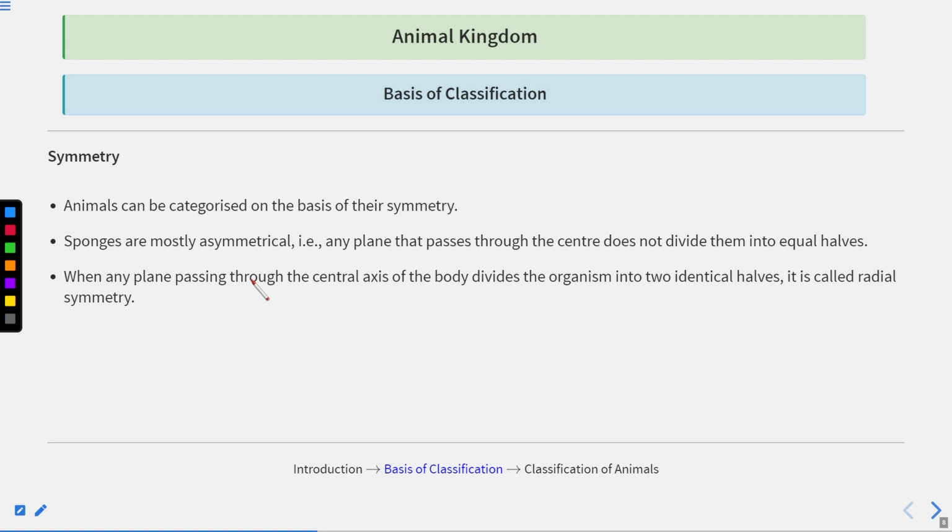Next is the symmetry. So animals can be categorized on the basis of their symmetry. Okay, so let us see what symmetry is. Sponges are mostly asymmetrical, and any plane that passes through the center does not divide them into equal halves. So there are three different types of symmetry we find.